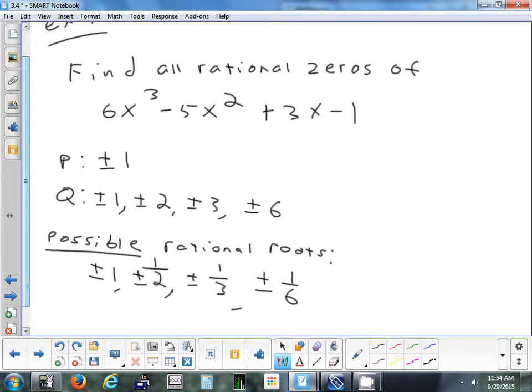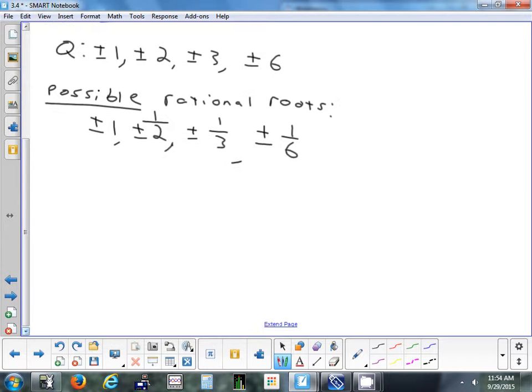Or did anybody already graph it? Yep. Does any one look like a root? Which one? Positive 1/2? All right, we're going to trust Autumn, positive a half. So what I'm going to do is divide through synthetically by a half, hoping that I get a remainder of 0, and then that proves it is a root.